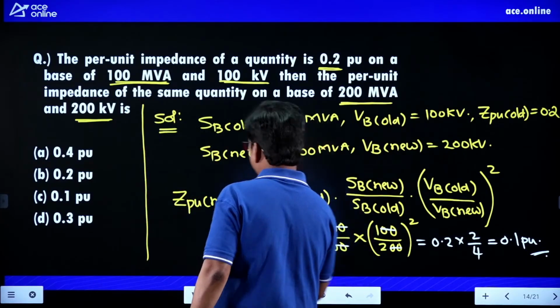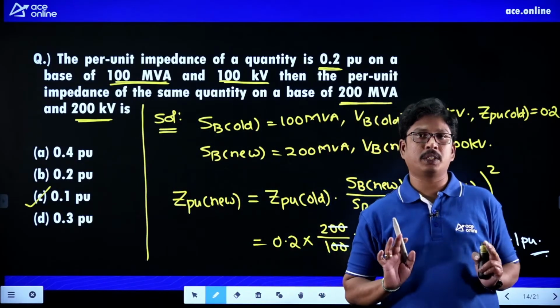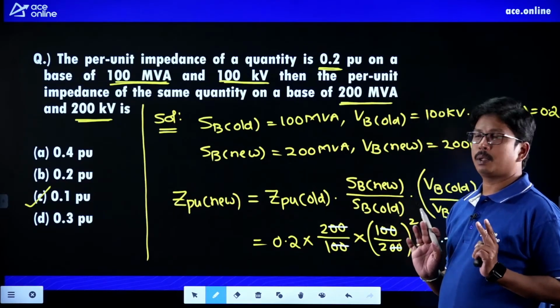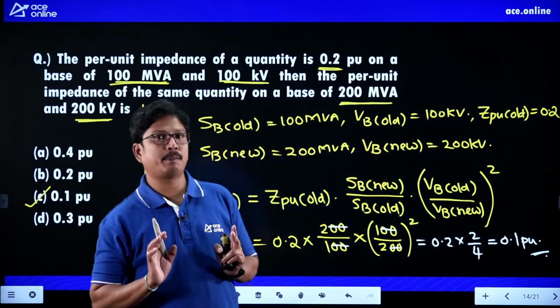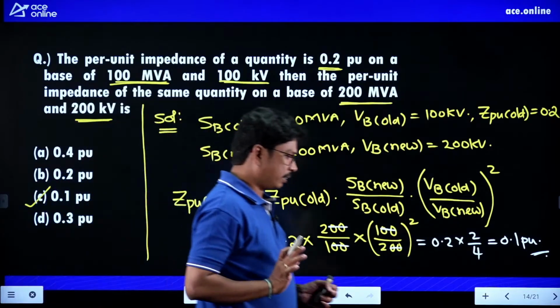So the correct answer is 0.1 per unit. Very simple formula based question, students. Just remember the formula, you will get the answer. Right? So very simple question, the very basic question in the per unit quantities. Right, students?